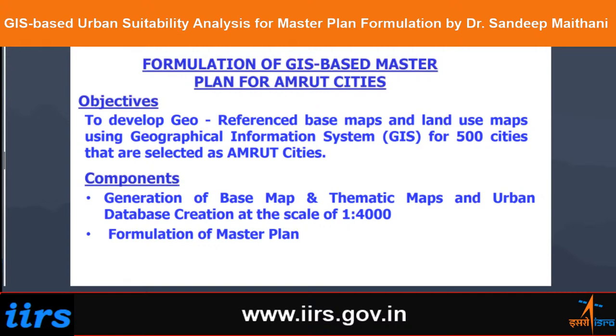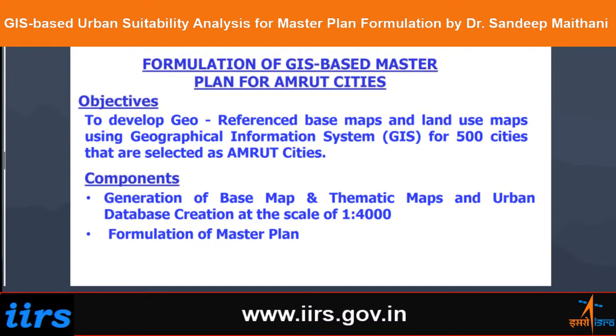Now, what are the components of this? The first component is we have to generate a base map. A base map is basically a skeleton map. It shows the major rivers, roads, geographical features, and this skeleton map we sometimes call a base map, or some authors also call it a footprint map. Then on this base map, we transfer various themes like road network map, water bodies map, land use map, cost of the land, drainage map.